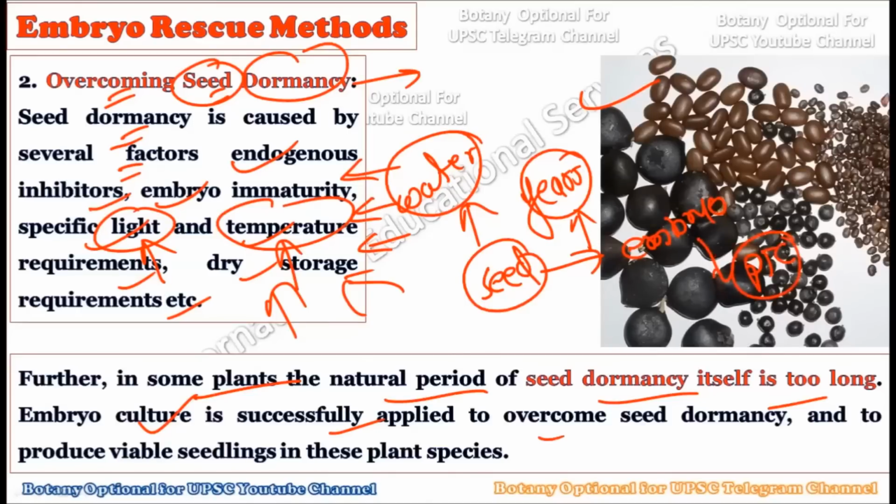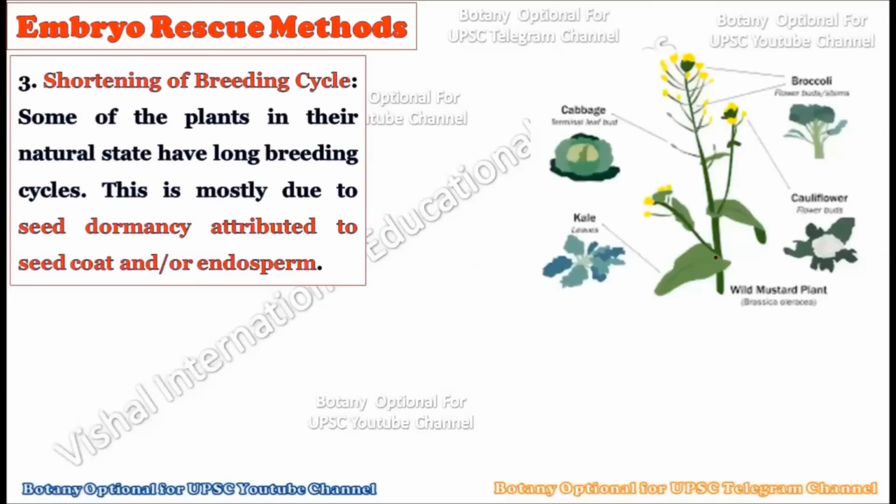So whatever the seed dormancy problem is there, this can be easily overcome by using these particular embryo rescue methods. Now you can understand how these embryo rescue methods are important in overcoming the seed dormancy, and in overcoming the failure results of the hybridization, right? Now consider the third one, which is the shortening of the breeding cycle.